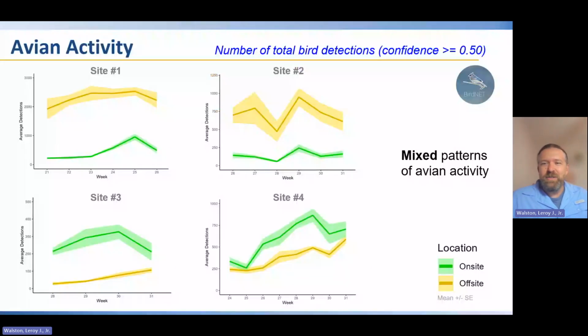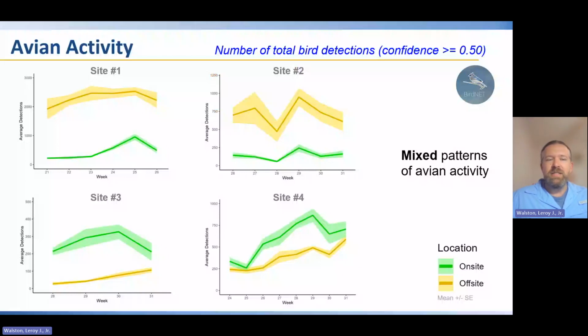Let's first look at birds using the BirdNet classifier. When we calculate avian activity, which is the total daily number of bird detections that, again, meet that confidence threshold of 0.5, we summarize those results across week. So what we're seeing on these graphs represent the average daily activity by week. We see mixed results. This is just looking at 4 sites. We see pretty mixed results.